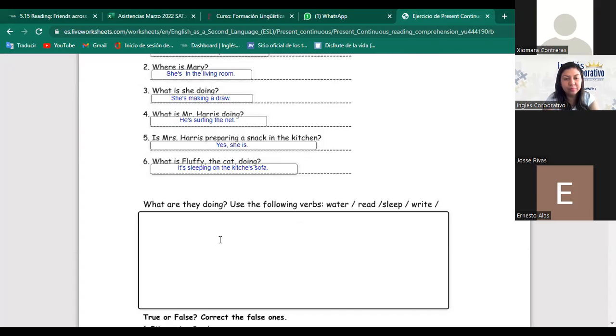What are they doing? Let's make some sentences using these verbs. For example, we can say Mrs. Harris is watering the flowers or the plants. Okay, who is the cat? The cat is sleeping.